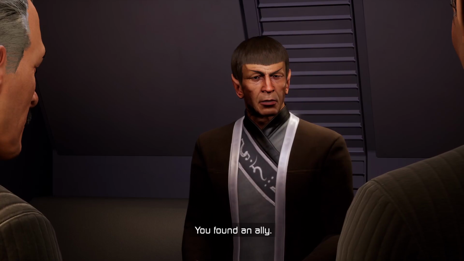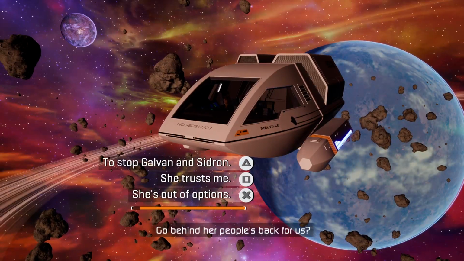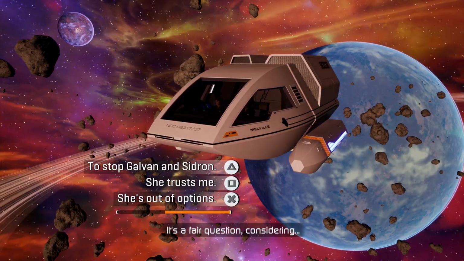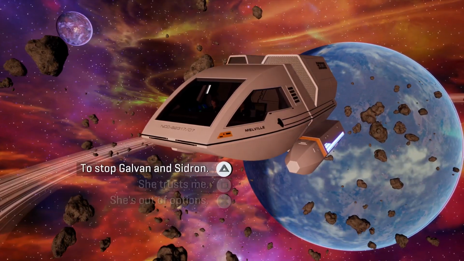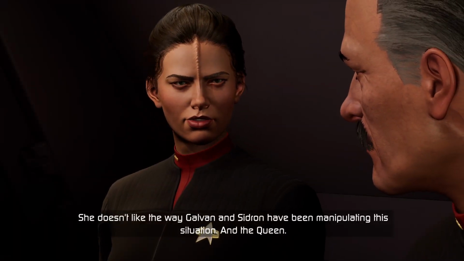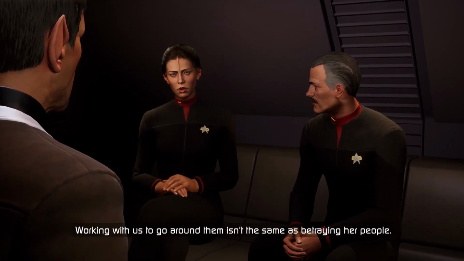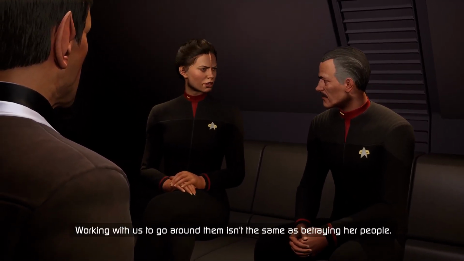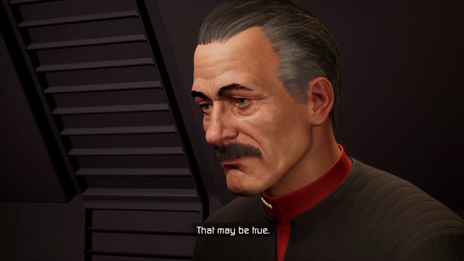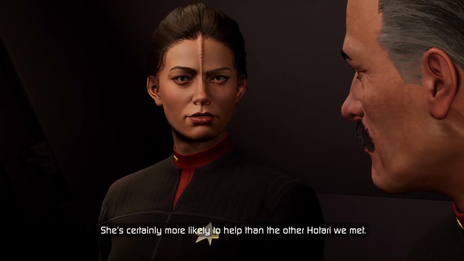You found an ally. Why would Tylis help us? Go behind her people's back? It's a fair question, considering. She doesn't like the way Galvin and Sidron have been manipulating the situation. And the Queen. Working with us to go around them isn't the same as betraying her people. That may be true. She's certainly more likely to help than the other Qatari lead.